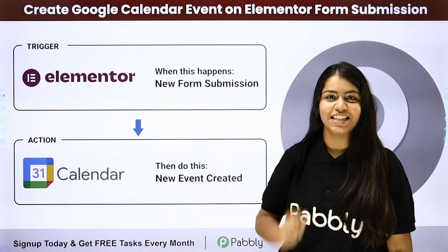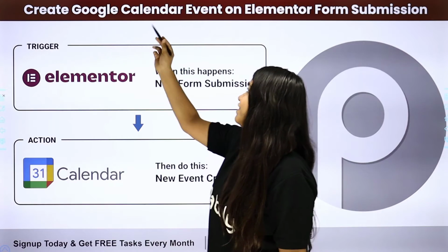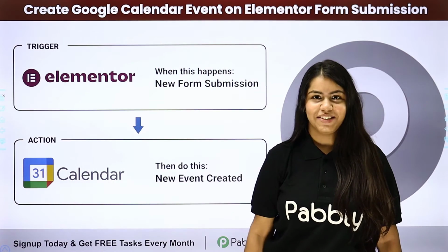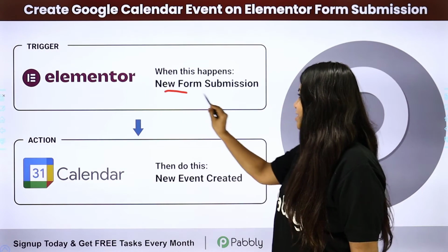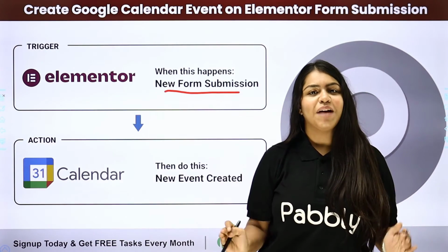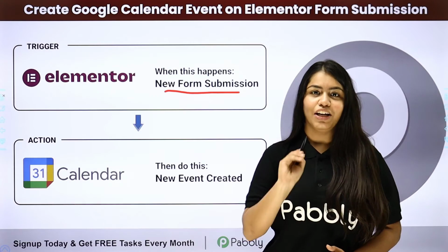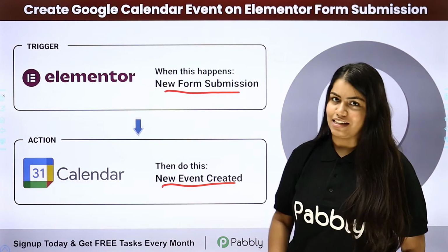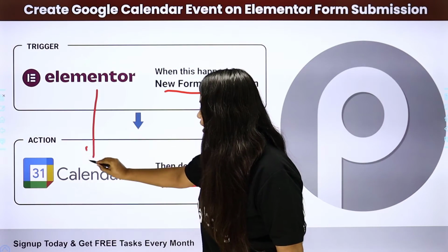The title of our today's video is How to Create Google Calendar Event on Elementor Form Submission. So the objective of our today's video is that with every new form submission in our Elementor, automatically with the details of that form, a new event should be created in my Google Calendar too. For this, we have to create an integration between Elementor and Google Calendar.